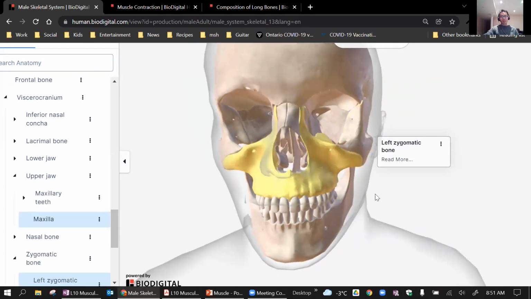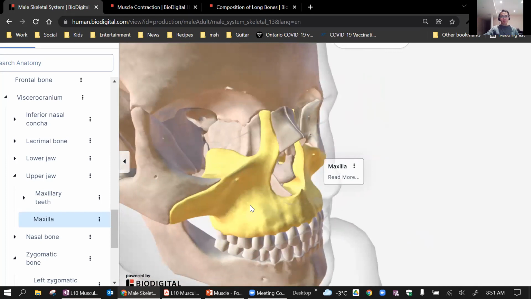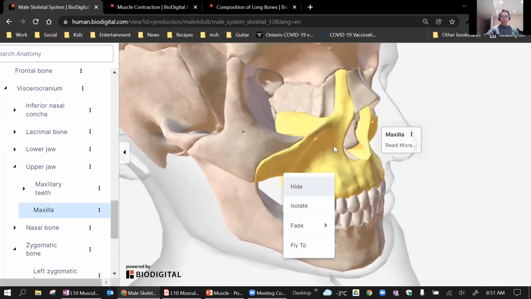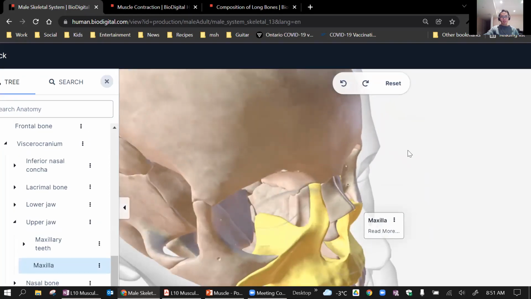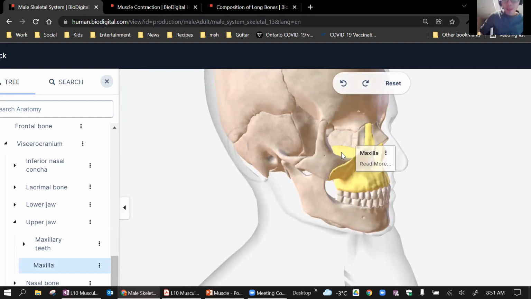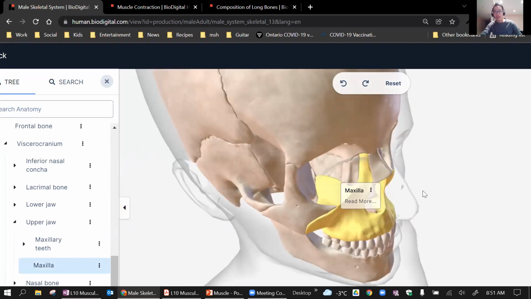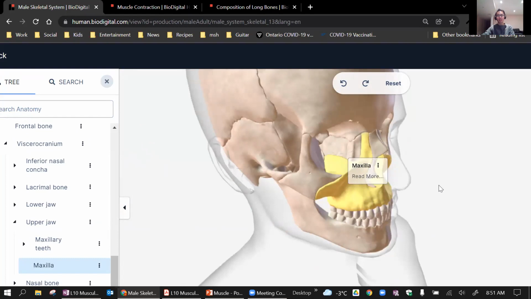Okay, at the bottom, we have the maxilla. So maxilla forms a majority of the bottom of your eye socket. Okay, let me try to make this a little bit smaller. Right here. There. Okay, so it forms the bottom of your eye socket and actually a little bit of the middle as well. Okay, not the entire middle. The middle is made up of 3 bones, and the maxilla is the most forward, the most anterior one.